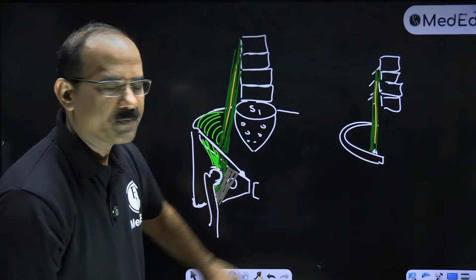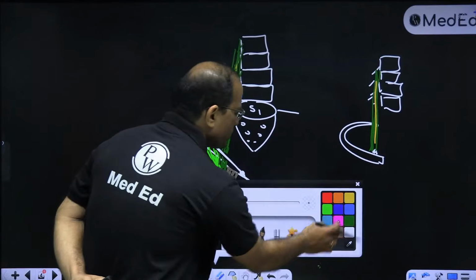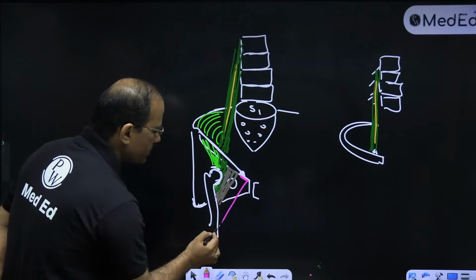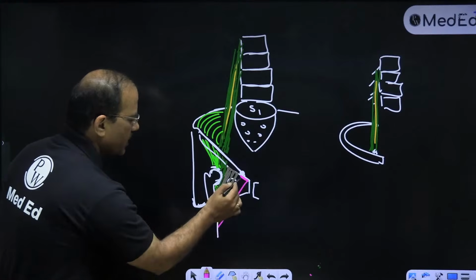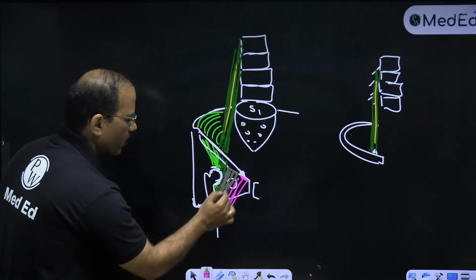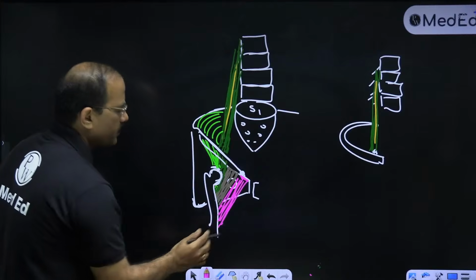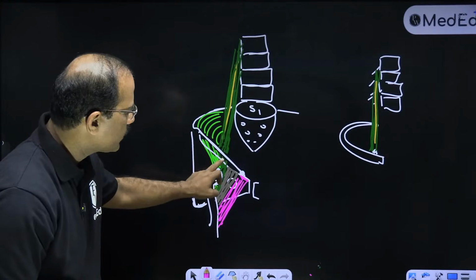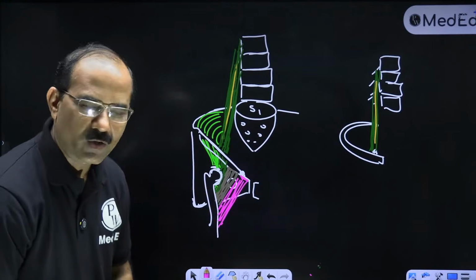So what is this? This is the pectineus muscle. Pectineus, and there's a muscle which begins from the body of the pubis, and this muscle is the adductor longus. This is adductor longus. Okay, so there are four muscles: iliacus, psoas major, pectineus and adductor longus.